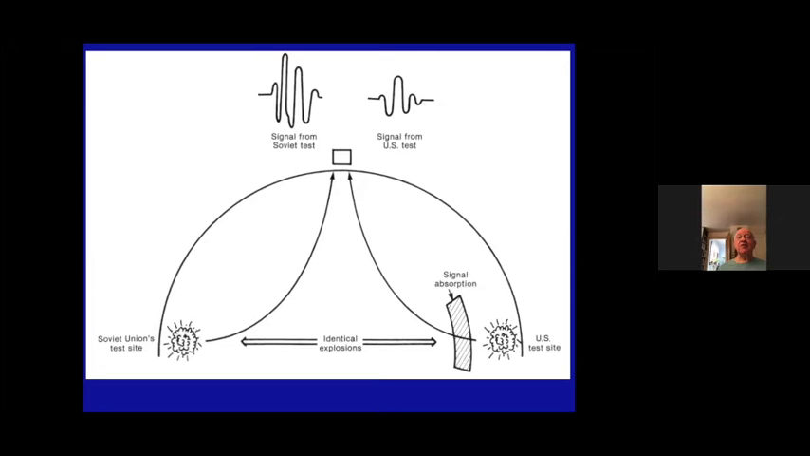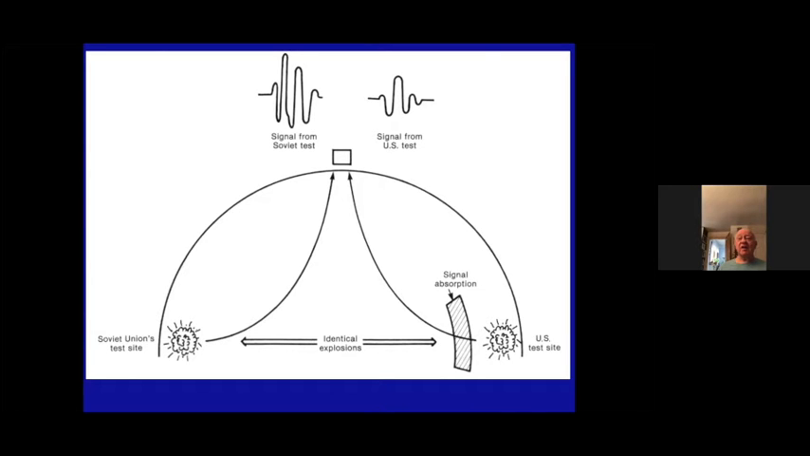So we can see at the top right the signal from a US test and one from a Soviet test, either at their Arctic test site or their former test site in Kazakhstan. So this led to this big disagreement, with people in the US claiming that the Russians were cheating, and others like myself saying that we were not taking into account these differences in the Earth beneath the various test sites.